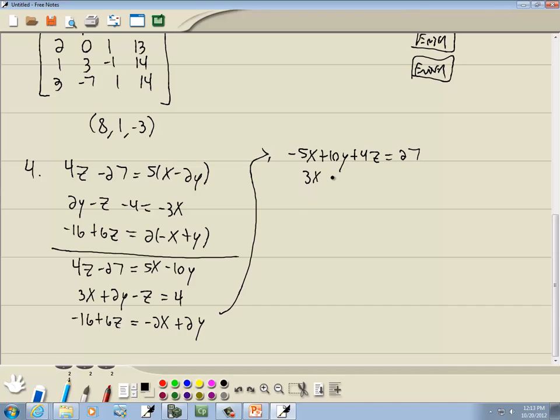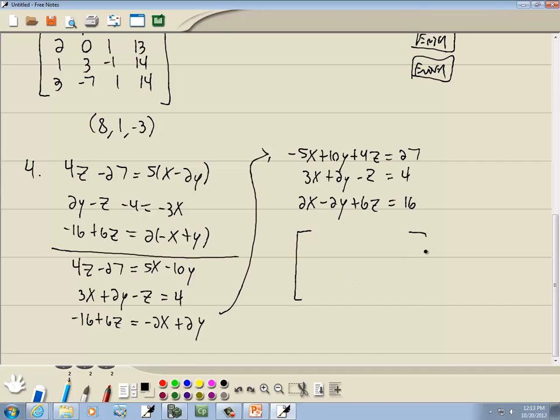Second one is fine. We got 3x plus 2y minus z is equal to 4. On my last one, I'm going to take the negative 2x plus 2y to the left side. It becomes a positive 2x minus 2y. And we already have a 6z over there. And I'll take negative 16 to the right side, and it becomes a positive 16.